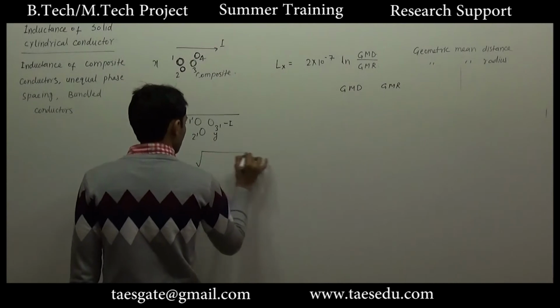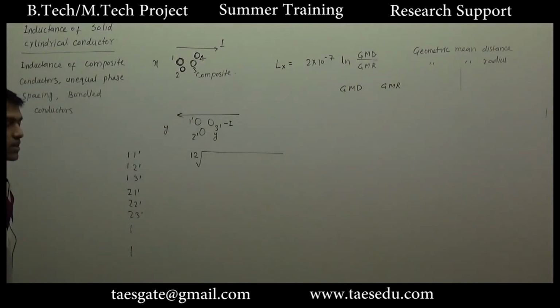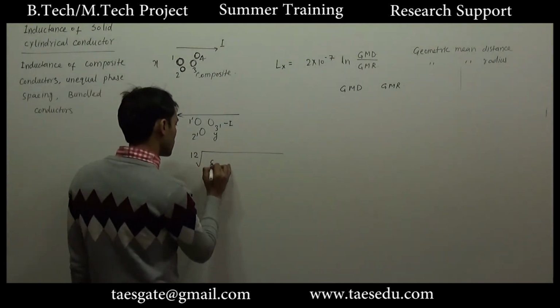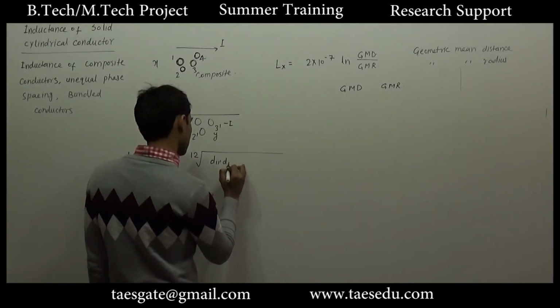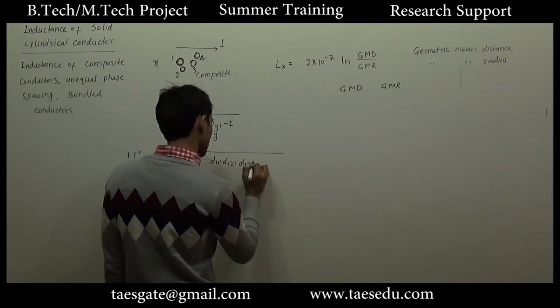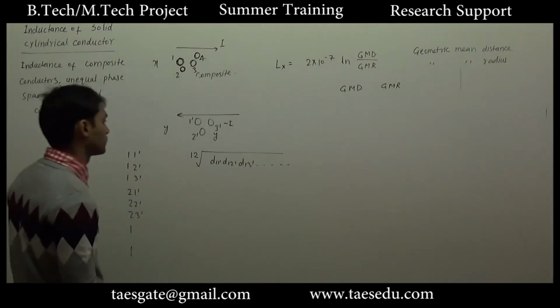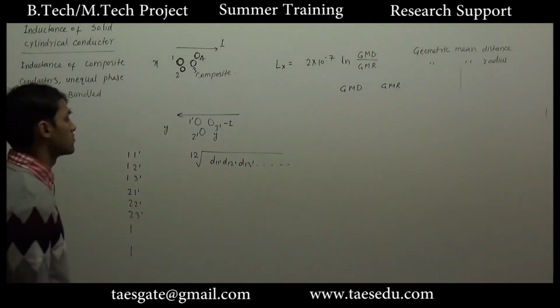So first in the root we will have 12 here, and now multiply all these distances: D11 dash, D12 dash, D13 dash, and so on. So this way you can calculate GMD.